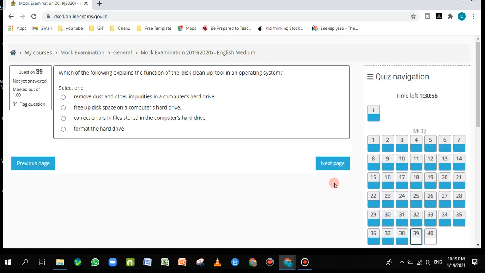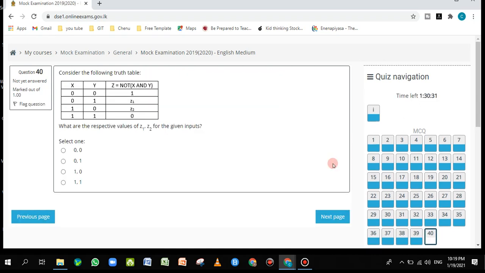Now which of the following explains the function of a disk cleanup tool in an operating system? Disk cleanup means it will free up some space from what you have installed there. Now it says remove dust, and that is not true. Free up some space on the computer hard disk, that is true. So I will select it and I'll go to the next.